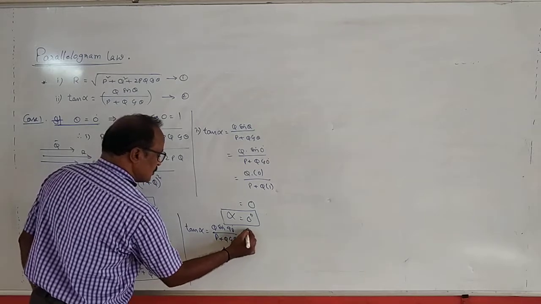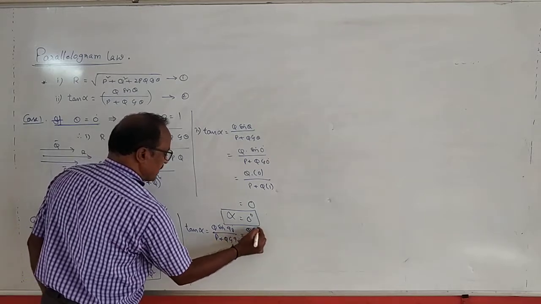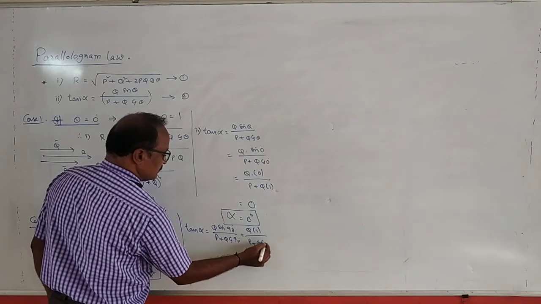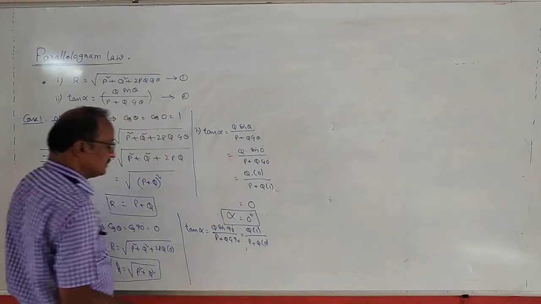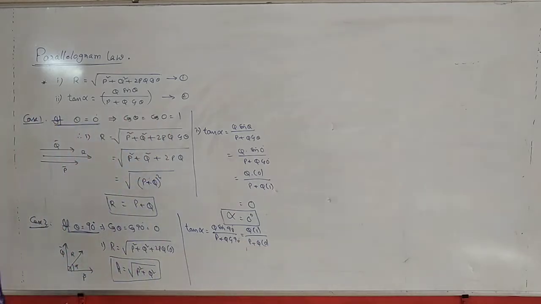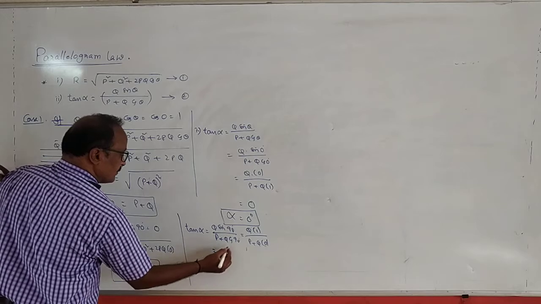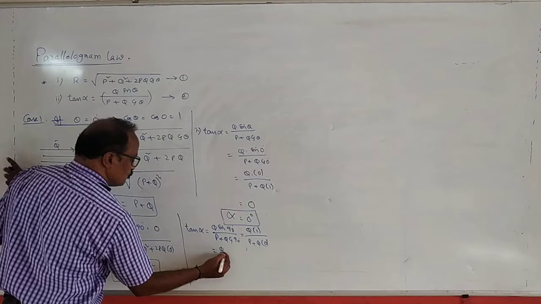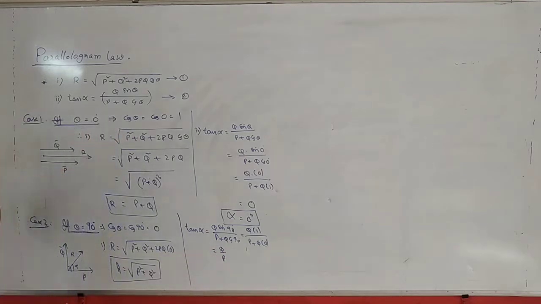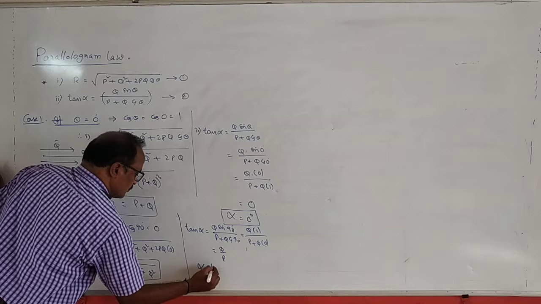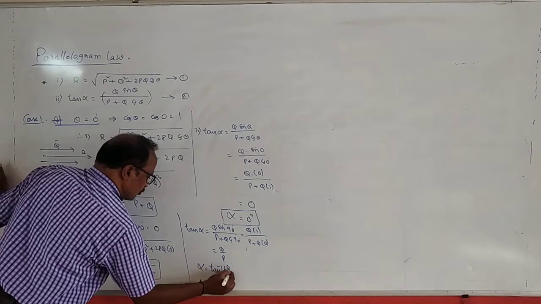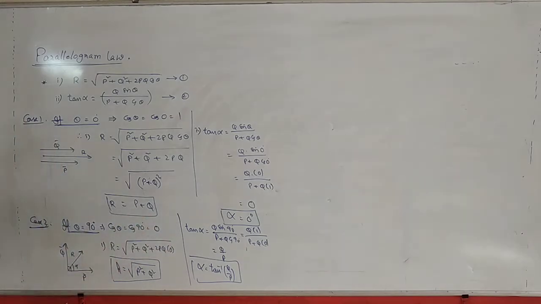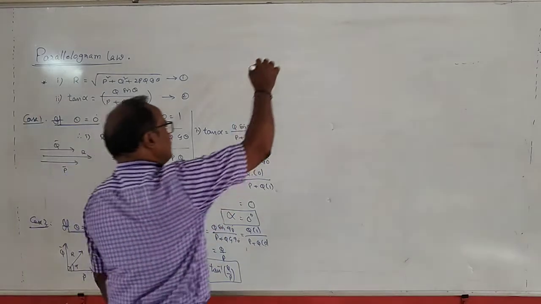That is equal to q into sin 90, which is 1, by p plus q into cos 90. Cos 90 is equal to 0. So this is equivalent to q into 1, which is q, by p plus q into 0, which is 0. That is equivalent to q by p, or alpha is equal to tan inverse of q by p. This formula indicates the direction of the resultant vector. This is case 2. Again, case 3.